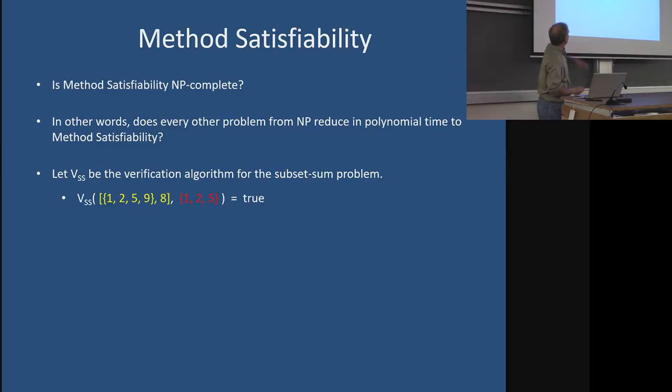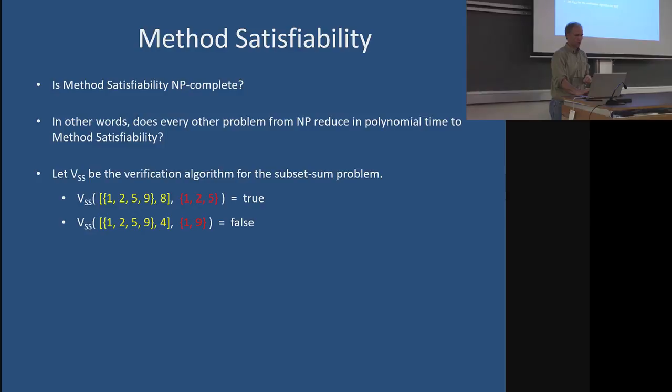So for example, the yellow right there is the input, the problem instance for the subset sum problem. The red is claimed to be a solution. And the verification algorithm would just say true: this is a subset of that and it adds up to 8. If you gave it this instance and this solution, it would say no, that's not a solution. The set 1, 9 doesn't add up to 4.